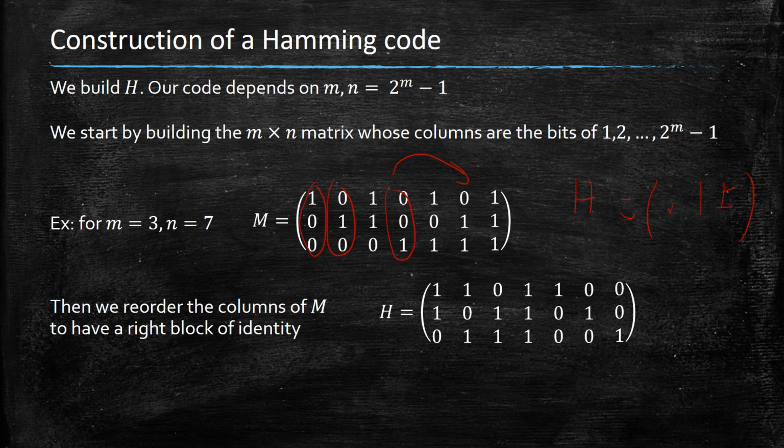And so this, of course, is my minus P transpose, and this is the identity, in this case the identity of size 3. And that is the parity check matrix of my code. And remember, knowing the parity check matrix is just the same as knowing the generating matrix in systematic form.